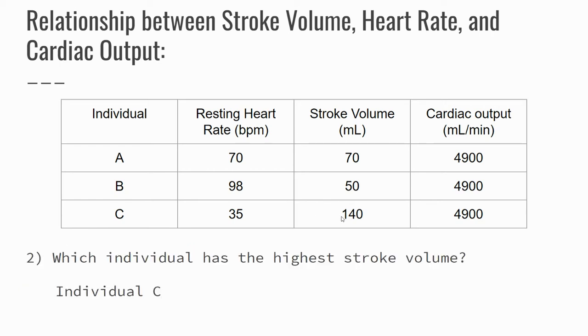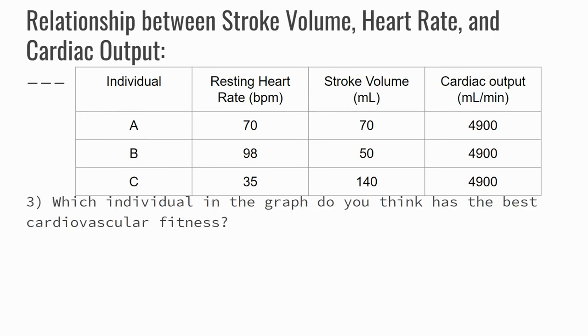Who has the strongest stroke volume? It's also person C. They have the highest stroke volume, most milliliters per beat. Which individual do you think has the best cardiovascular fitness? That's actually individual C. Again, their heart is strong. They are able to reduce the amount of beats they need because their heart can pump out a lot of blood in one stroke.